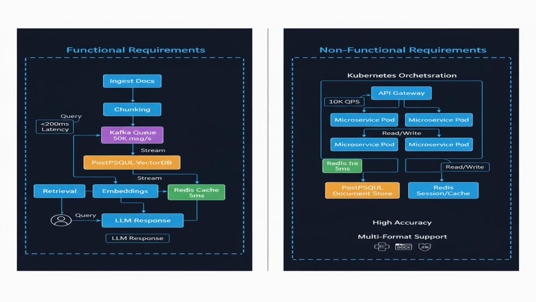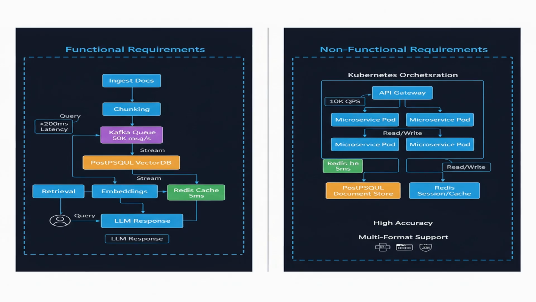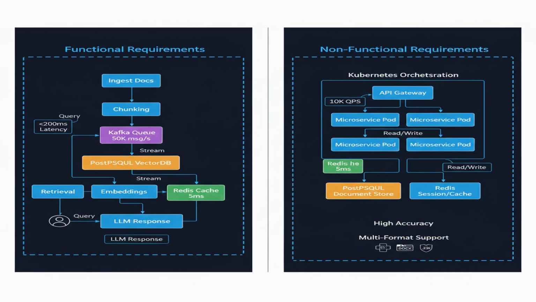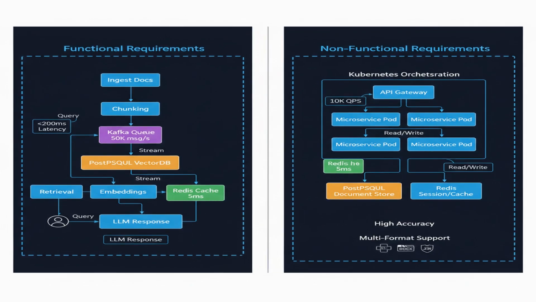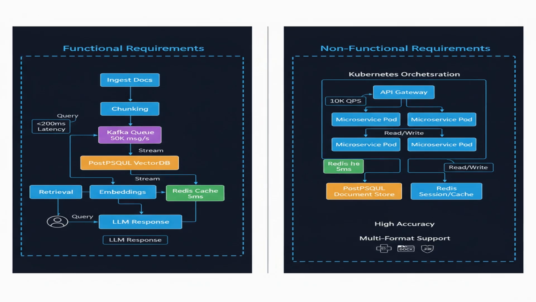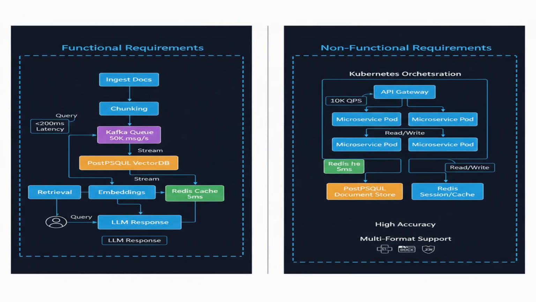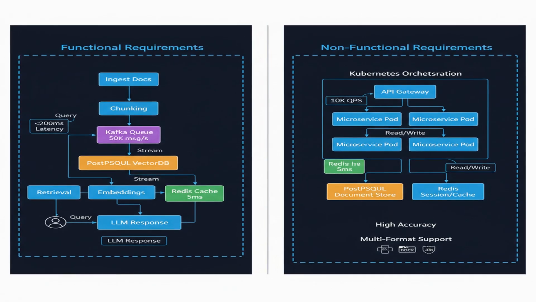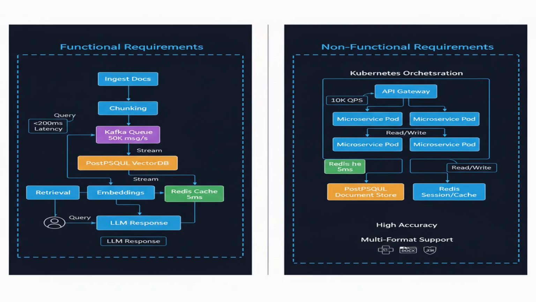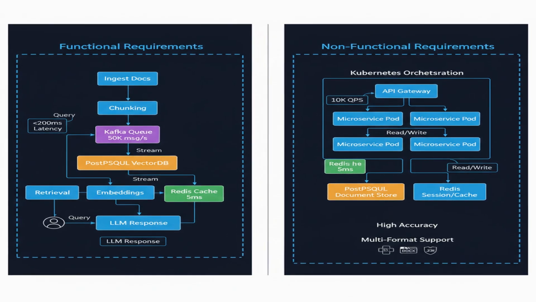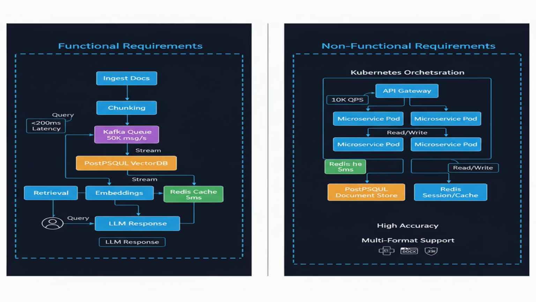Functionally, we need to ingest documents from various sources, chunk them into smaller, manageable pieces, create vector embeddings representing the semantic meaning of each chunk, retrieve relevant chunks based on a user query, and finally generate a response using an LLM. Non-functional requirements include low latency retrieval, under 200 milliseconds, high accuracy, relevant results, the ability to handle 10,000 queries per second, and support for various document types.